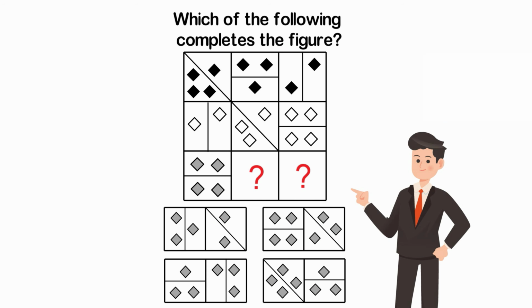You're presented with the 3 by 3 matrix. 2 of the shapes in the matrix are missing. They are located in the bottom row. And you have 4 possible choices for the answers. Choices A, B, C, and D. Take a close look. The solution is not obvious, but it is very simple.